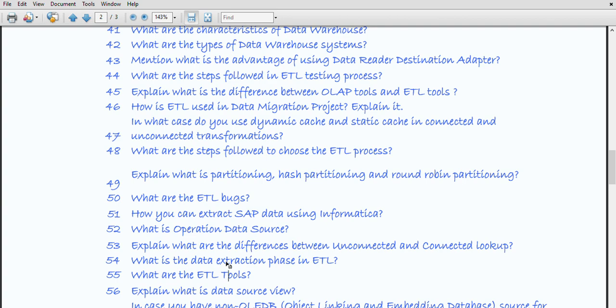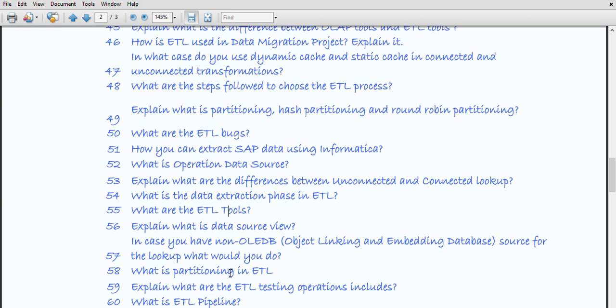Then, what are the ETL tools? There are different ETL tools like Informatica, Talend, IBM DataStage, MS SQL Server Integration Services, and Clover ETL. Some open source ETL tools are also available, like Pentaho and Kettle.